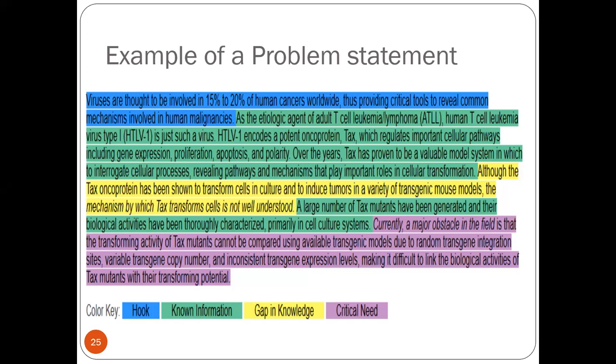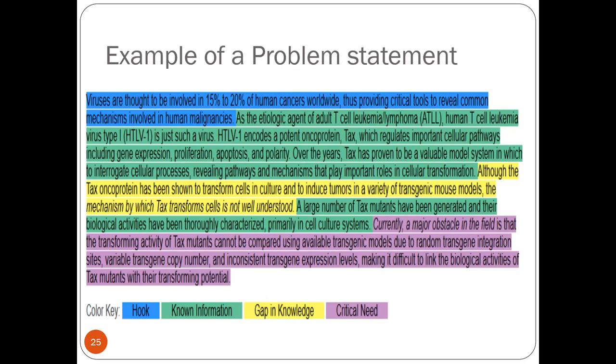A large number of tax mutants have been generated and their biological activity have been thoroughly characterized, probably in cell culture. So why is it important? The critical need comes in. Currently, a major obstacle in the field is that the transforming activity of tax mutant cannot be compared using available transgenic model due to random transgenic integration site, variable transgenic copy number, and inconsistent transgenic expression level, making it difficult to learn the biological activities of tax mutant with their transformed potential.